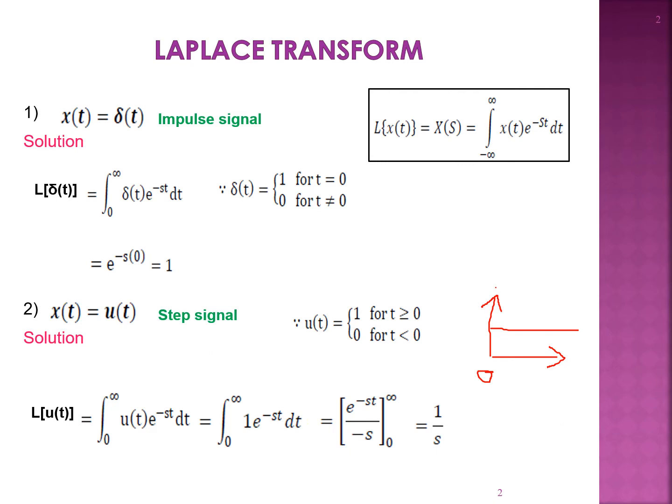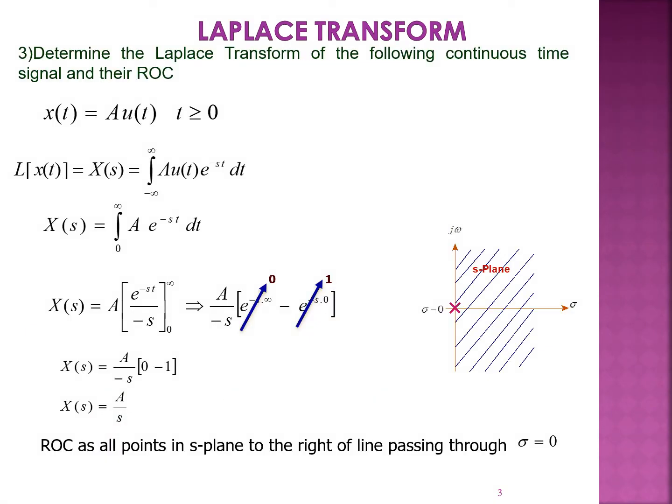Next, third problem. We are going to find out the Laplace transform of x of t is equal to a into u of t. Now take the Laplace transform, minus infinity to infinity. Instead of x of t, you are going to substitute a into u of t, e power minus st into dt. You know u of t is a step signal, which means that u of t is equal to 1 for t greater than 0. So what happens to your integral limits? Your integral limits change to 0 to infinity, because u of t is 1 for t greater than 0. So a into e power minus st.